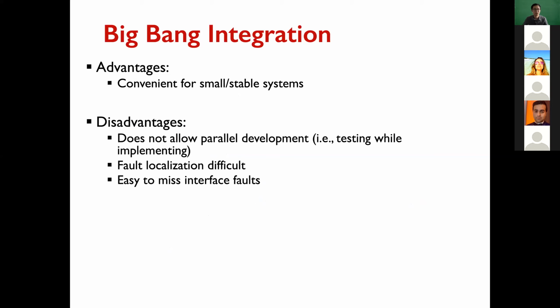The disadvantage is it doesn't allow parallel development and testing, right? Because in order to do the testing at the last step, you need to finish everything. So you need to finish all the development before you can do the big bang testing. Okay, and fault localization is difficult because you test everything together. If something is wrong, you don't know where is the root cause, and it's easy to miss interface faults because you don't test all the interfaces. You just test them all together.